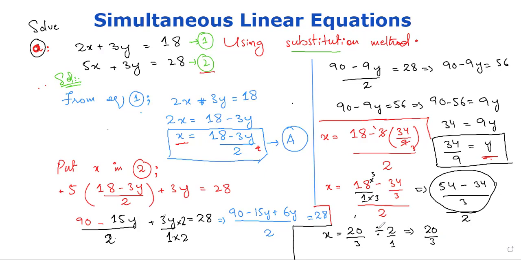When there is division, you will convert this division into multiplication. So it would be the reciprocal. The 2 goes down, numerator and denominator change places. So it would be 1 over 2. And as you know, 2 fives are 10. So x is equal to 10 divided by 3. So this is the value for x. So for this equation, we have x equals 10 over 3 and y equals 34 over 9.